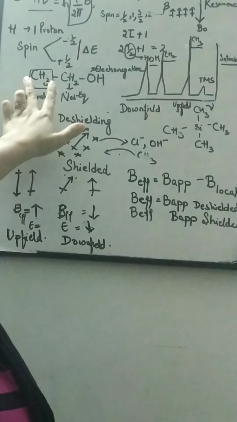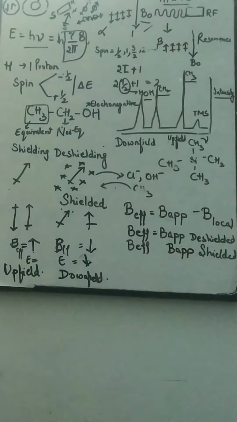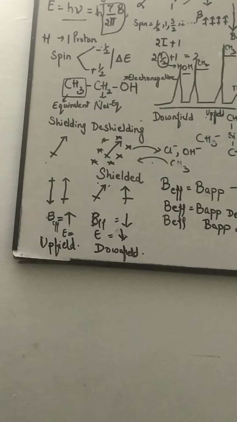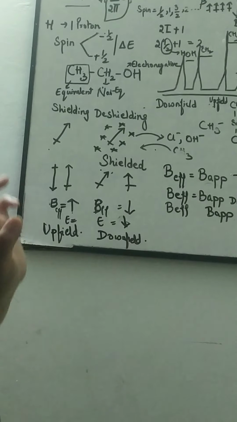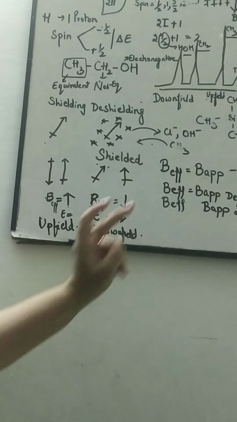Now you can see 3 types of protons, CH3, CH2, OH. Now how will we determine which proton will absorb at downfield, which one at upfield? To know this, we have to learn about 2 things. One is shielding and the other is de-shielding.